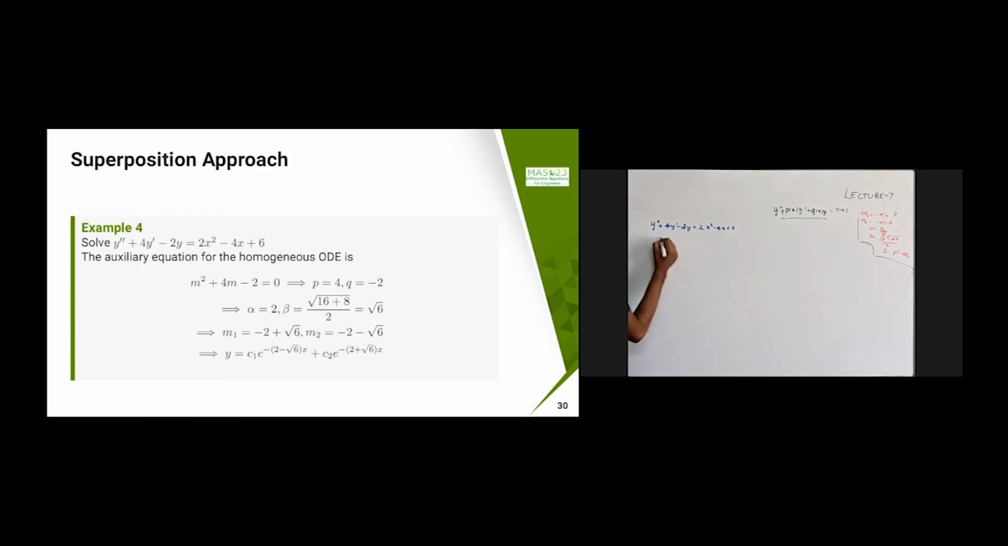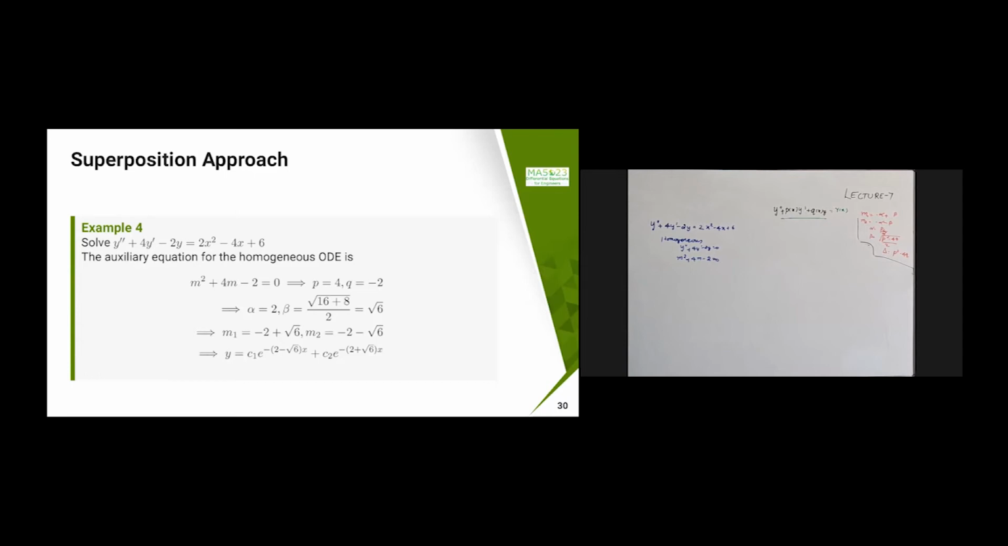So first we need to solve the homogeneous problem. Okay, the homogeneous part you have to solve. So the homogeneous equation is y double dash plus 4y dash minus 2y equal to 0. Therefore, the auxiliary equation is m square plus 4m minus 2 equal to 0.